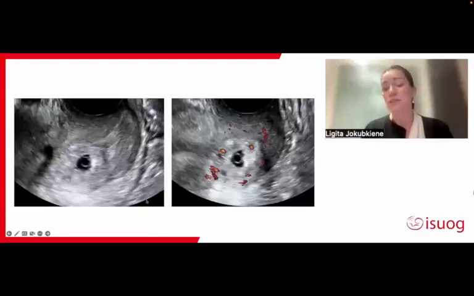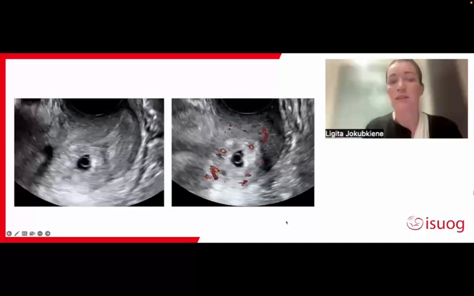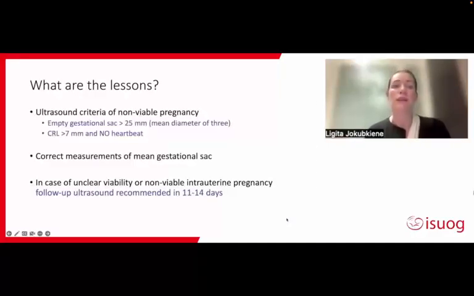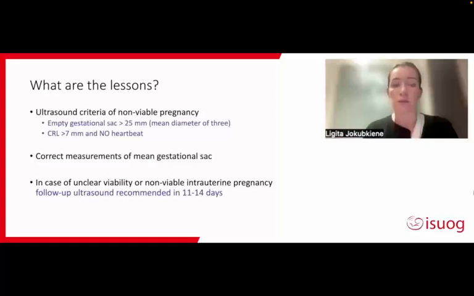So do your systematic scan and assess in a systematic manner, even if you see a structure that you believe is a miscarriage. So what are the lessons of my lecture? I have told you about the current ultrasound criteria for non-viable pregnancy, that is an empty gestational sac of 25 millimeters or more in mean diameter of 3, or CRL more than 7 millimeters without heartbeat. And remember how to take correct measurements of the gestational sac.